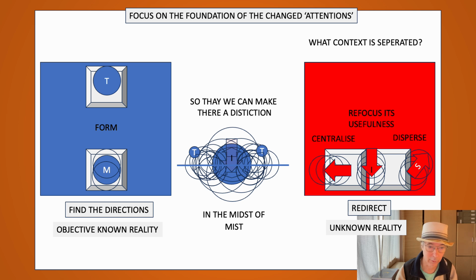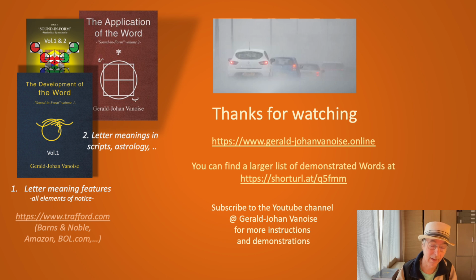If you focus on the most part of the word, it's the mist itself. You can't see where it's going to. So we will look into the midst of the mist to see how far we can see there. Anyhow, this was the kind of extra forecasting.